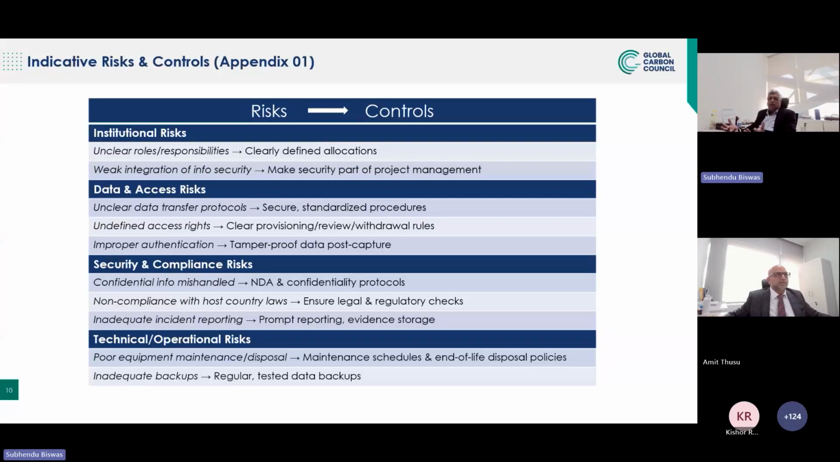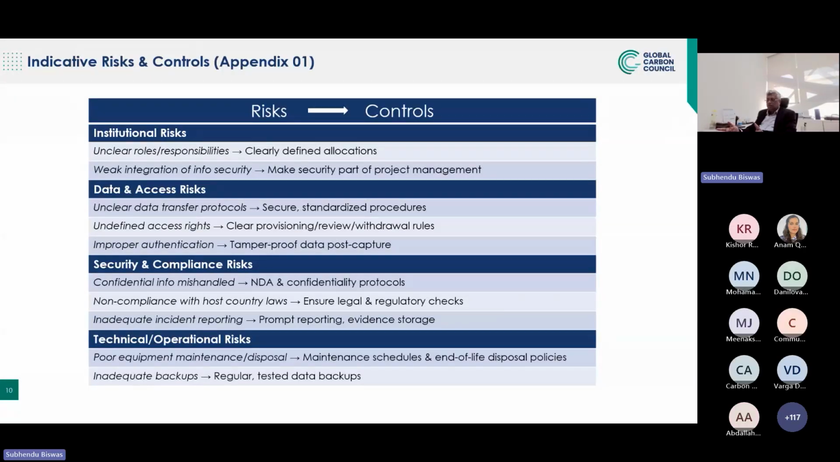Some risks that we look at during our evaluation are risks related to unclear roles and responsibilities, weak integration of information security, unclear data transfer protocols, access rights or authentication protocols, mishandling of confidential information, non-compliance with host country law, inadequate incident reporting, poor equipment management, maintenance and disposal, and inadequate backups. These are some of the risks that we have put as an annexure to the standard. You can have a look at it to understand how we look at the approval process of a service provider.